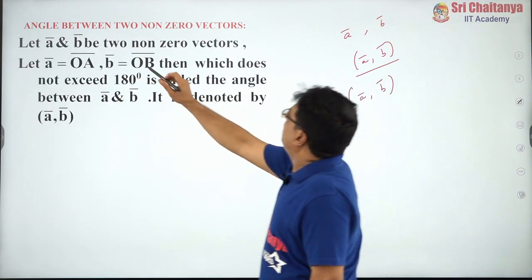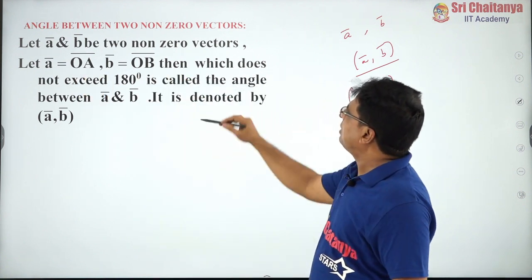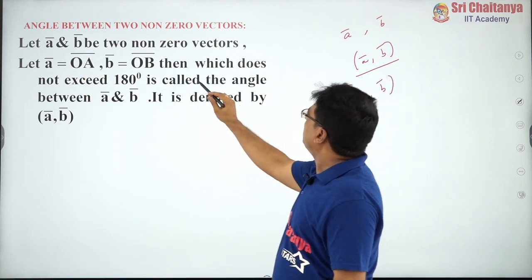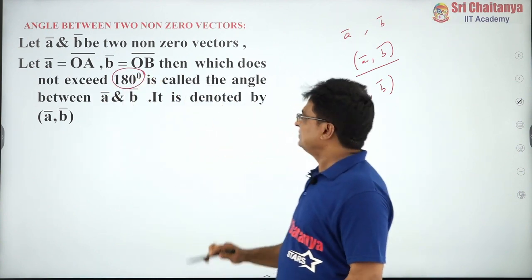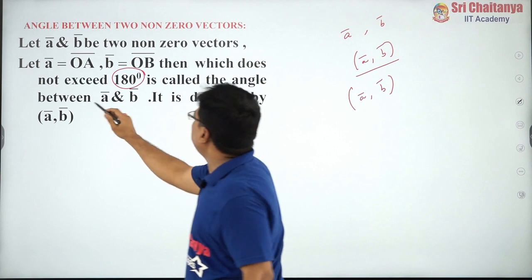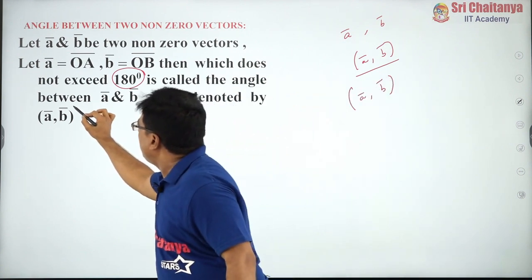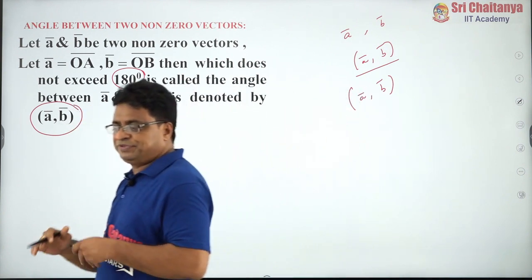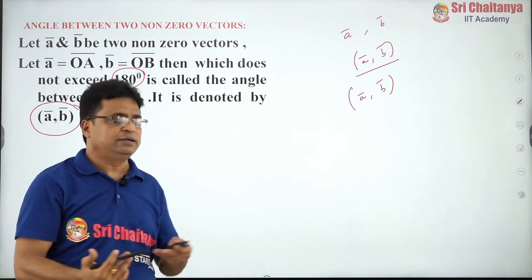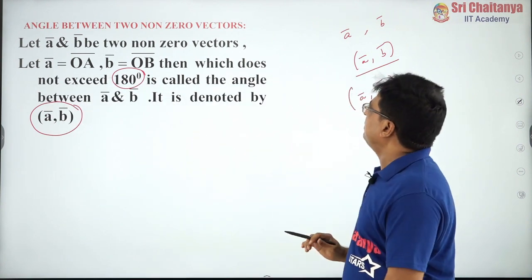See here, let A bar, B bar be two non-zero vectors. Let's say for example, A bar equal to OA bar and B bar equal to OB bar. Then the angle AOB, which does not exceed 180 degrees, that's very important, is called the angle between A bar and B bar. It is denoted like this. So, whenever this notation appears in vector algebra, immediately you understand that this is the concept of angle between two vectors A bar and B bar.